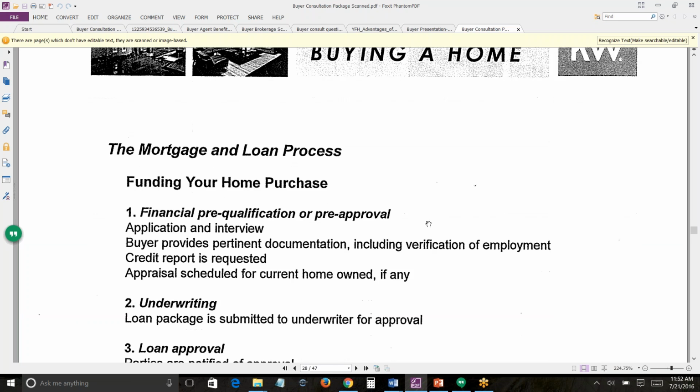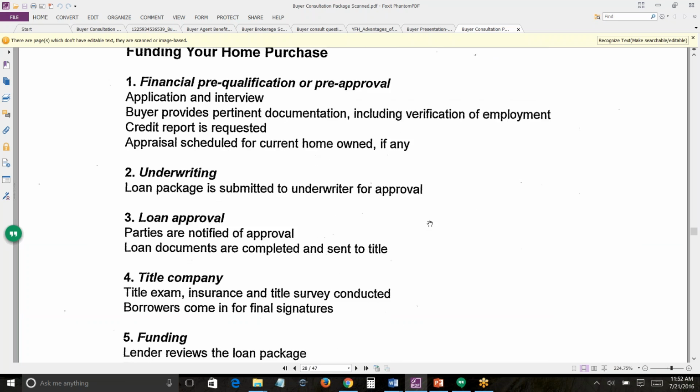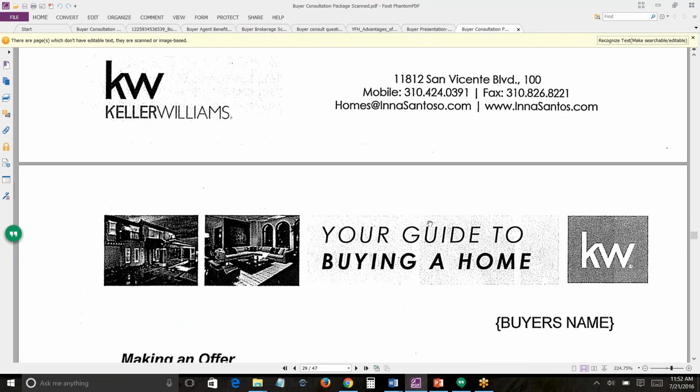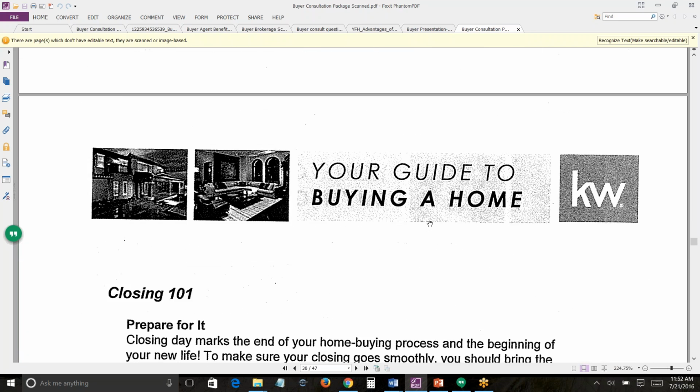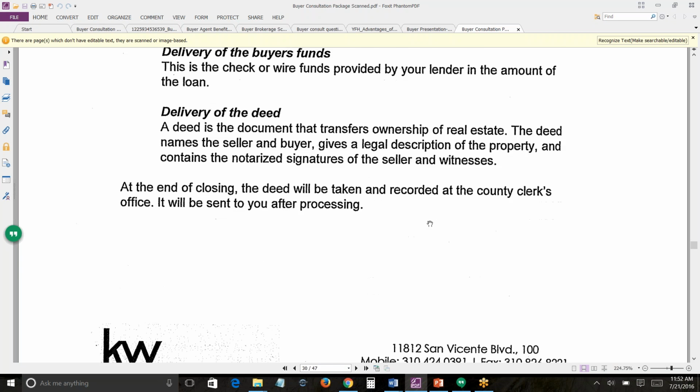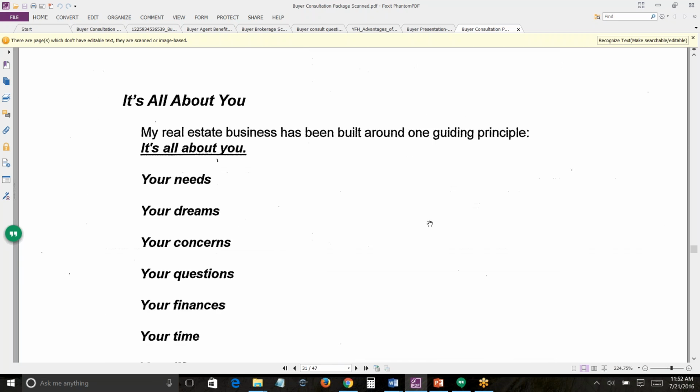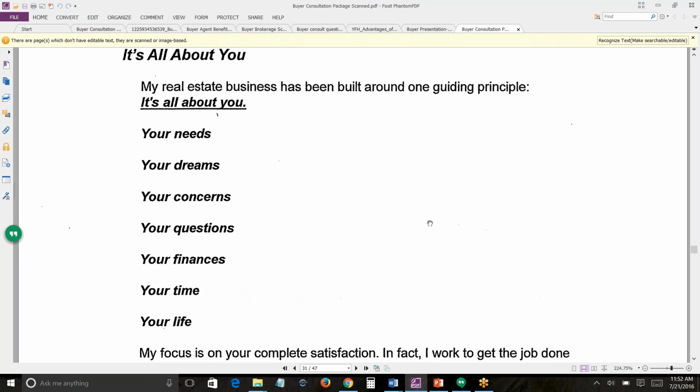Buying your home. This talks about the loan process. Making an offer. See, it's got more stuff. Closing 101. Your guide is all about you. It's all about you.